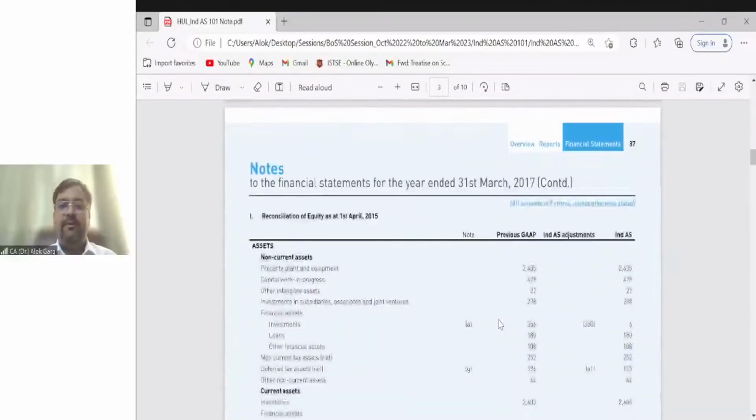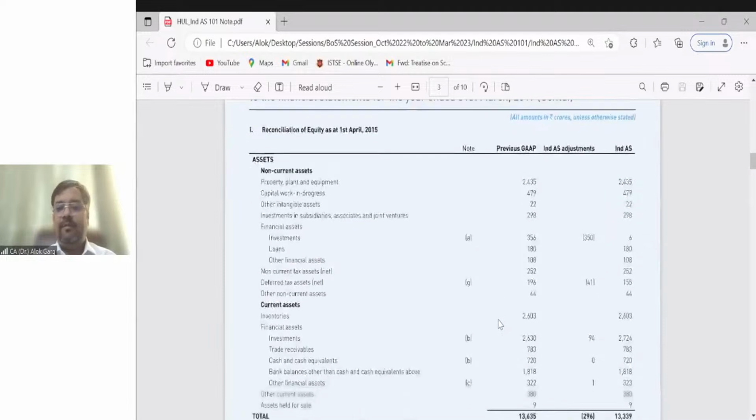This is their first time adoption note. You can see. This is the equity reconciliation, which I have told you, but this is how they have prepared the balance sheet as on transition date. So basically, it's a reconciliation. This is your previous GAAP number, which is IGAP, Ind AS adjustment, and Ind AS numbers, right? So this is how this reconciliation is going to be prepared.